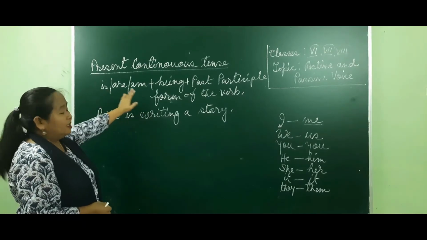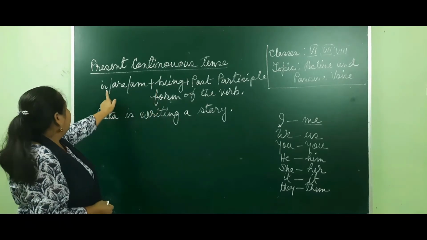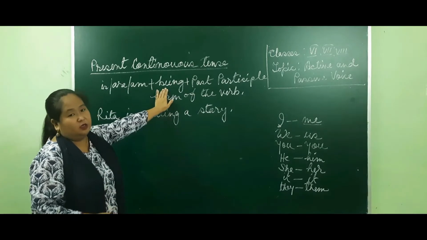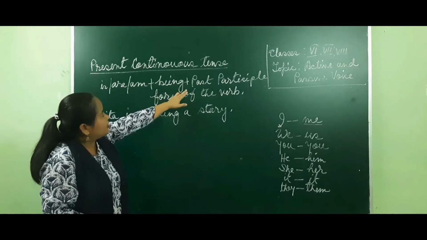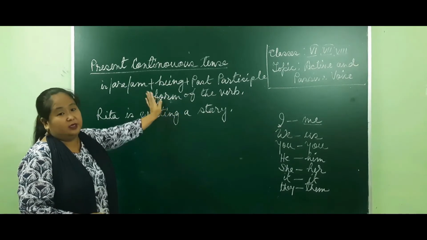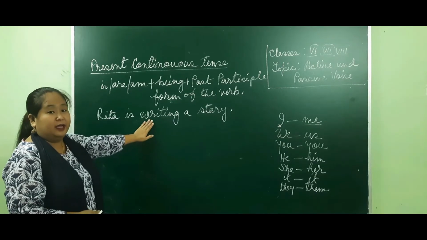Okay, these are the verbs that we use for present continuous tense: is, are, am, being. Being is used for every continuous tense. Then plus the past participle form of the verb. In passive voice, we always use the past participle form of the verb for any given verb in the active voice.